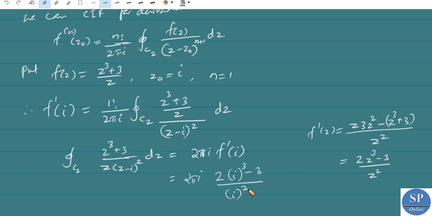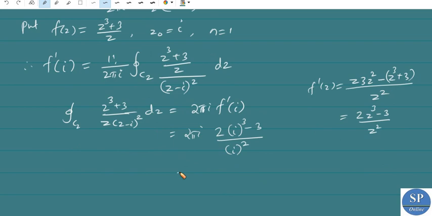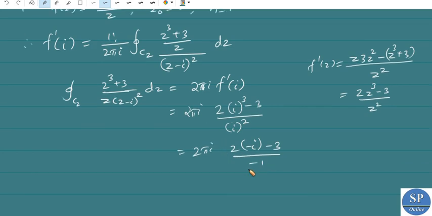So this is equal to 2 pi i into 2 into i cube, where i square is negative 1, so negative 2i, minus 3 divided by i square, which is negative 1. Just multiplying this, we get minus 2 pi i into minus 2i minus 3, which is equal to 4 pi into i square, which is negative 1, so minus 4 pi plus 6 pi i. This is our I2.